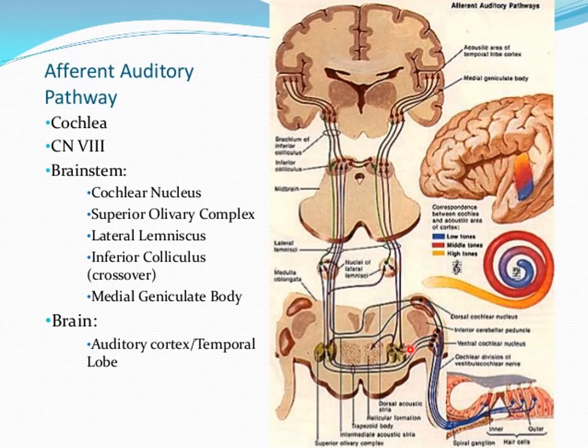Then fibers will pass to the superior olivary nucleus on both sides and will ascend in the lateral lemniscus to the inferior colliculus, and then third order neuron, the medial geniculate body, and will end in the primary and secondary auditory cortex in the superior temporal gyrus.